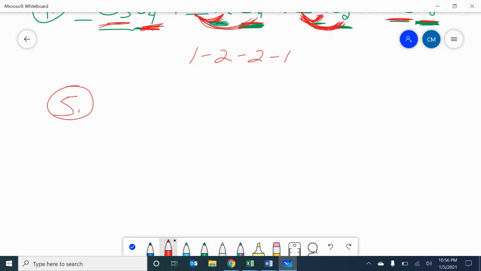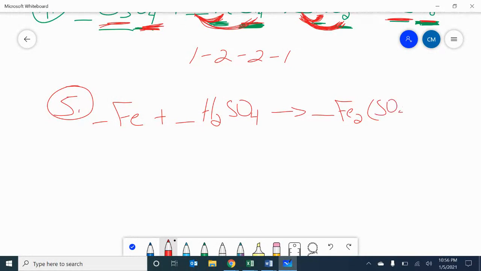All right, let's look at something with a diatomic molecule. Let's go Fe plus H2SO4 produces Fe2, and then in parentheses SO4, and 3 on the outside, plus H2. All right.